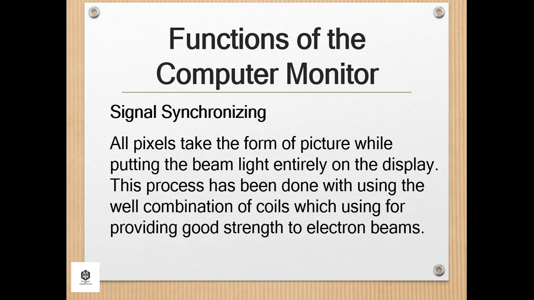Next, signal synchronizing. All pixels take the form of a picture while the beam of light is put entirely on the display. This process is done using a good combination of coils, which provide good strength to the electron beams.